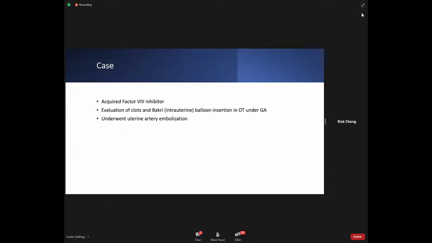During the initial resuscitation, this patient was noted to be extremely coagulopathic and was diagnosed to have acquired factor VIII inhibitor. After initial resuscitation and appropriate replenishment of clotting factors, she was sent to the OR for evacuation of clots, as well as a Bakri balloon insertion under GA, after which she was transferred to IR for uterine artery embolization.